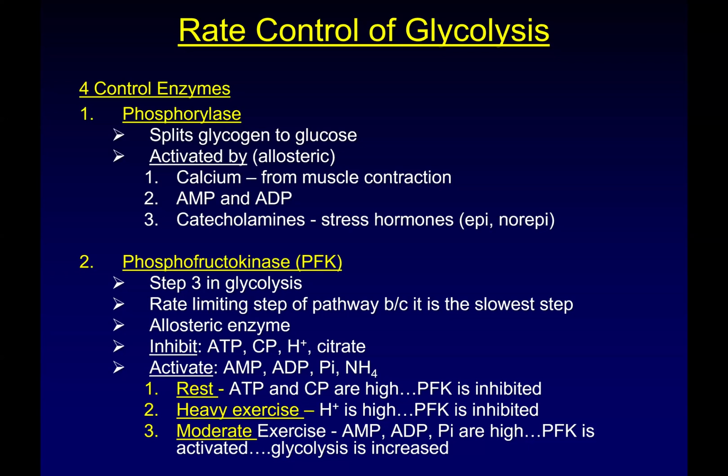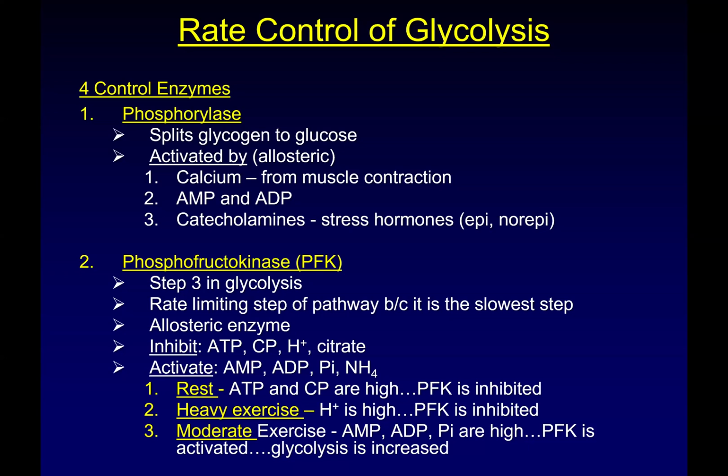You have glycogen in your muscles. You have glycogen in your liver. A thing to appreciate about phosphorylase and then phosphofructokinase, which is number 2, is that these are what we call allosteric enzymes. That means the enzyme has a certain activity, and if it comes into contact with other things, it can either raise or lower its activity.